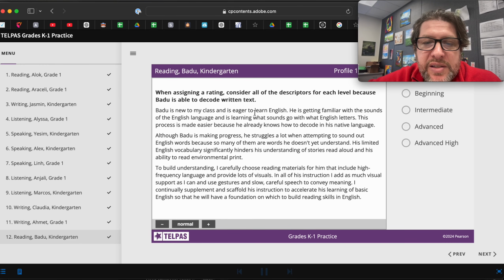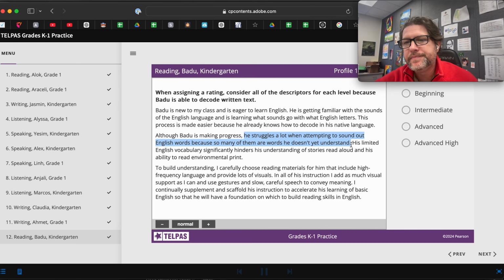Badu is new to my class and is eager to learn English. He's getting familiar with the sounds of the English language. Okay, so maybe he's not even familiar with the English language sounds, and is learning what sounds go with what English letters. Do you think if he's still learning the sounds that go with the English letters, he's able to decode? Probably not. This process is made easier because he already knows how to code in his native language. Although Baidu is making progress, he struggles a lot when attempting to sound out English words because so many of them are words he doesn't yet understand.